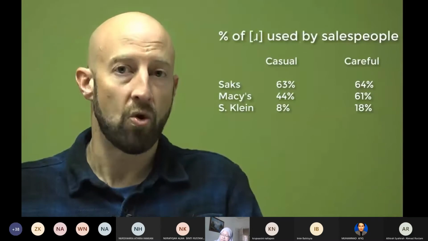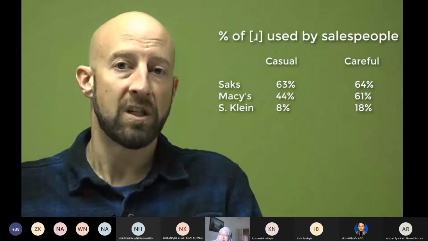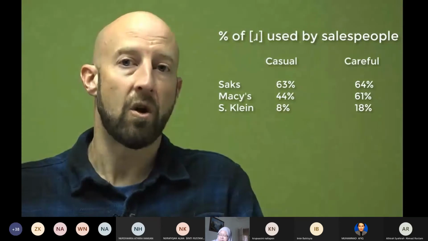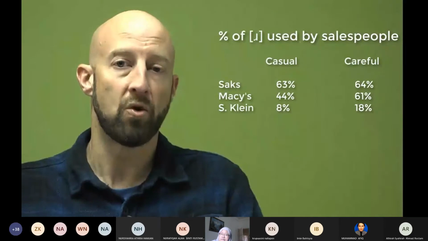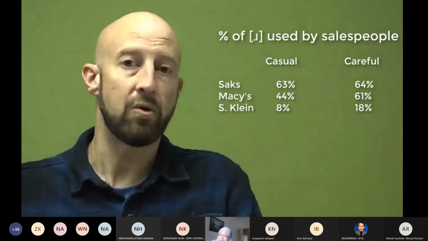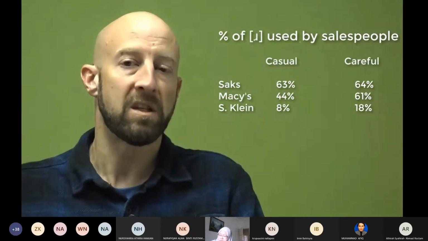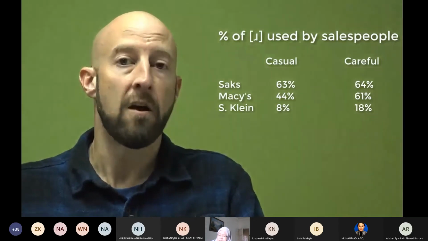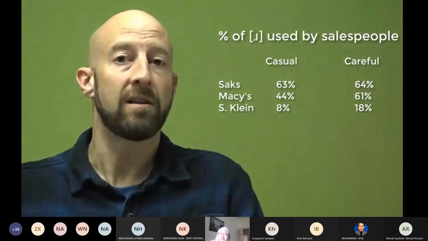So what he found was that salespeople from the store with the highest prestige, Saks Fifth Avenue, were more likely to use R in their speech compared to salespeople from the store with the lowest prestige, S. Klein. They were much less likely to use R in their speech. Or, to put it another way, salespeople from Saks Fifth Avenue were more likely to say 4th floor, whereas salespeople from S. Klein were more likely to say 4th floah.